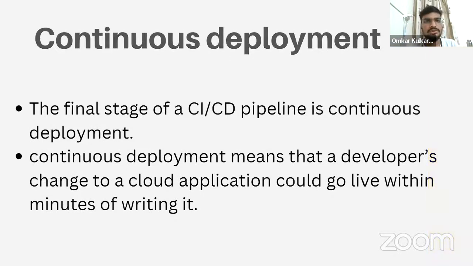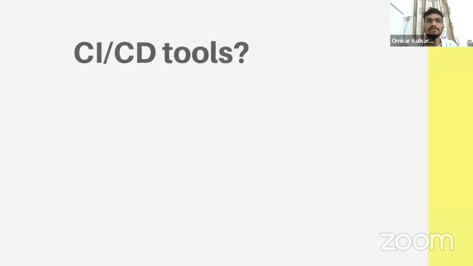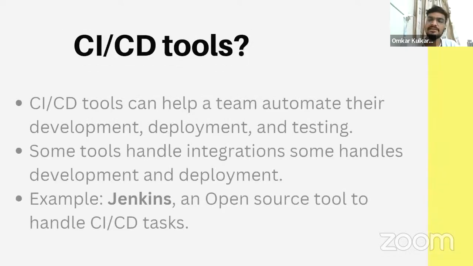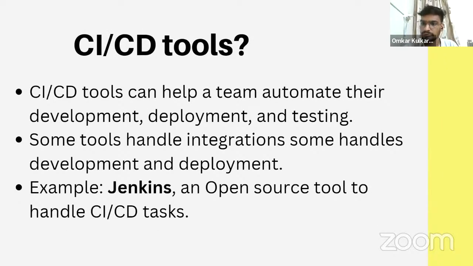Okay, so the CI/CD tools. What are the CI/CD tools? CI/CD tools are the tools that help a team automate their development, deployment, and testing. Some tools specifically handle the integration side, some handle the development side, and some handle the deployment side. One very popular example is Jenkins, an open source tool that handles all the CI/CD tasks. You can check it out and use it.